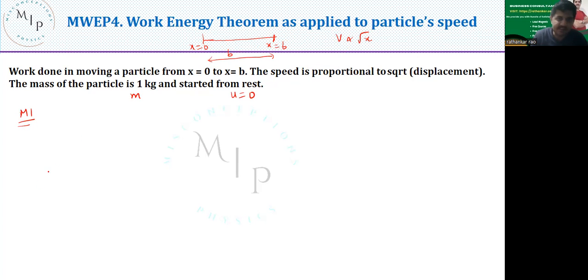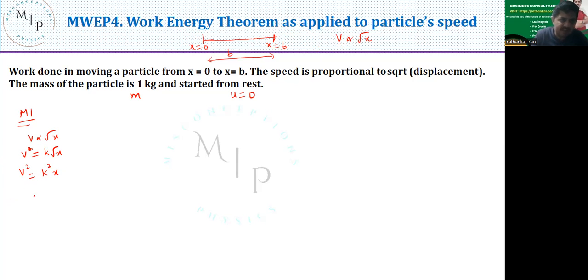What do we do in kinematics? If you look at this, we have an equation, v is proportional to root x. To apply the kinematics method, the first thing we should know is the equations of motion. If I want to apply them, the acceleration should be constant. I do not know whether acceleration is constant or not. Since it's a proportionality, I'll remove the proportionality sign and write this as v equal to k times root x, where k is the proportionality constant. Thus, I can write v square equal to k square into x.